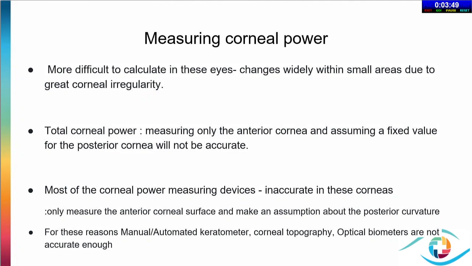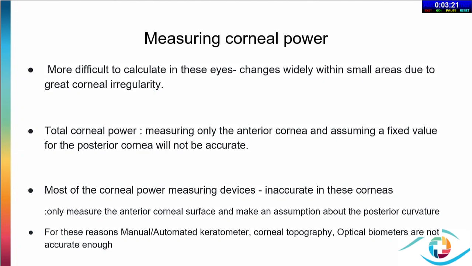It assumes the posterior by a fixed relationship between anterior and the posterior cornea, and that is how we get the power. But in such cases, that does not hold true, because there is no fixed relationship between anterior and posterior corneal surface. So all these keratometers, that is manual, automated, or even optical biometers or corneal topographies, do not give accurate results. The most accurate or the gold standard in such cases would be corneal tomography, which measures elevation in direct manner.